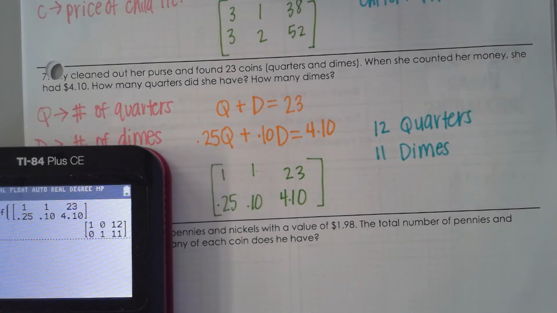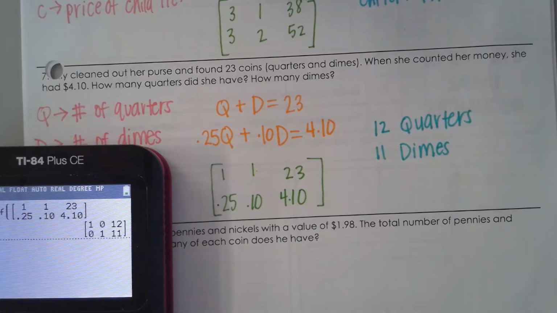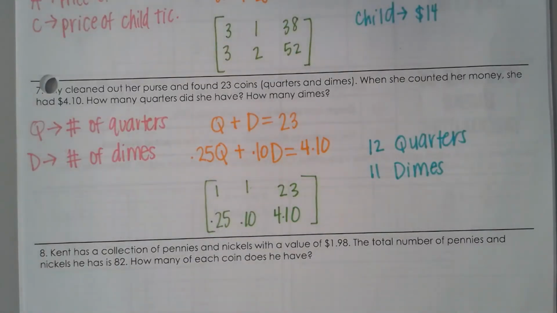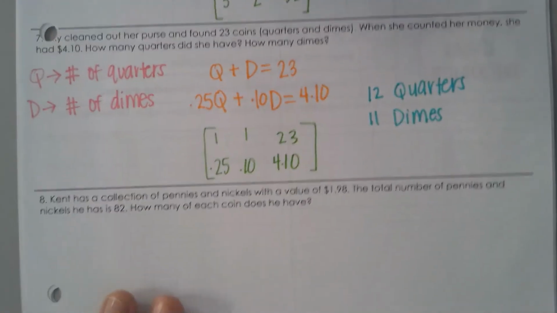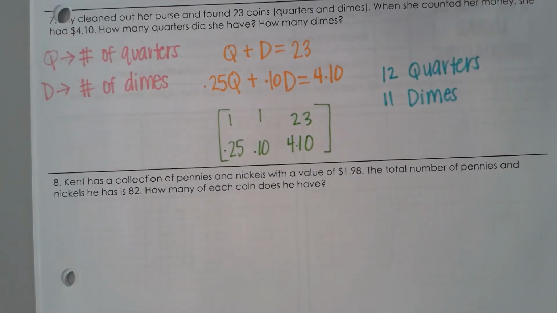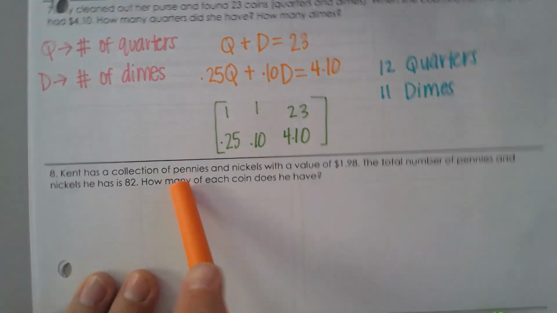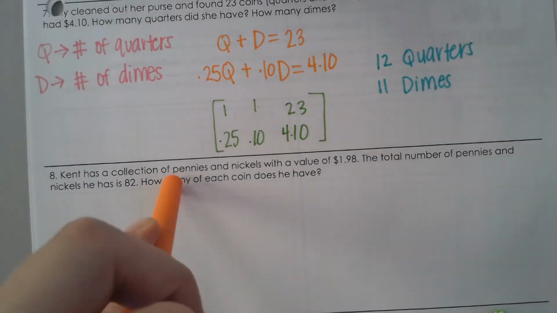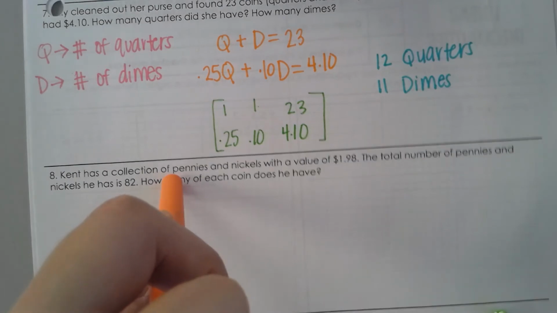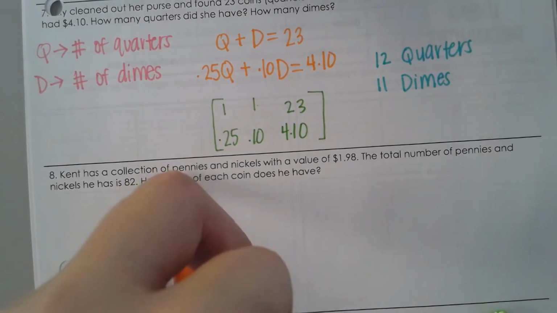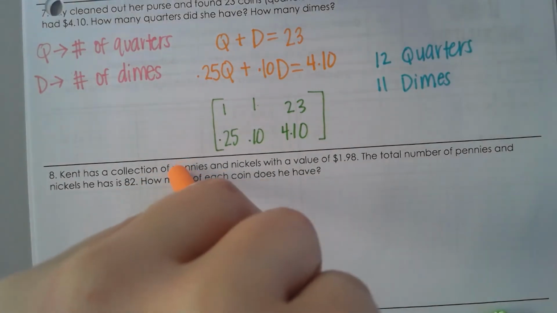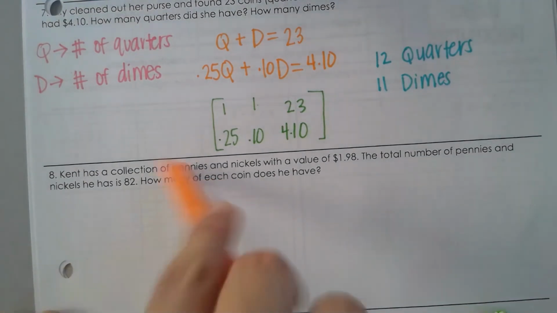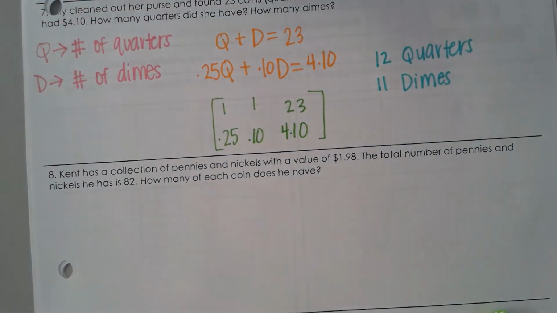Can we move away from Y and move on to Kent now? Yes. So you're going to work with Kent, the same setup of the problem, and I want you to work on this one by yourself. But before you do that, how much is a penny worth? 1 cent. It's 0.01, not 0.1. When it's 1 cent, it's 0.01. So pay attention to that.